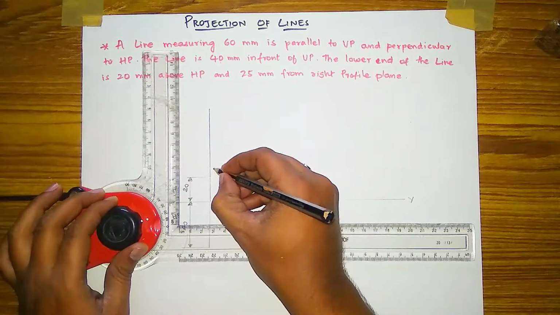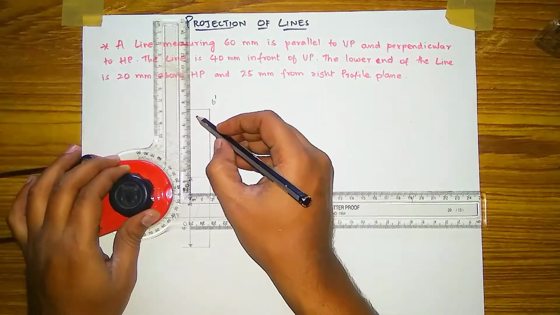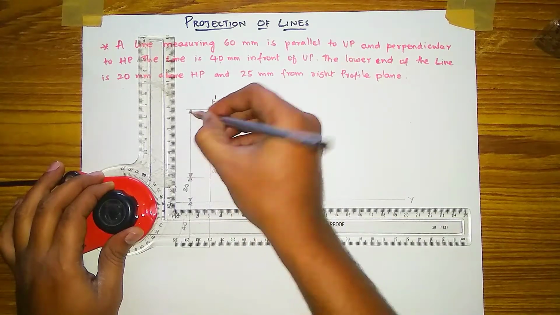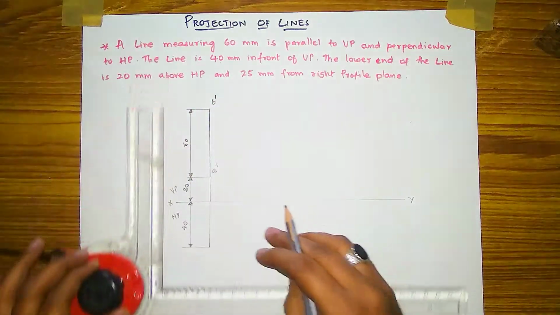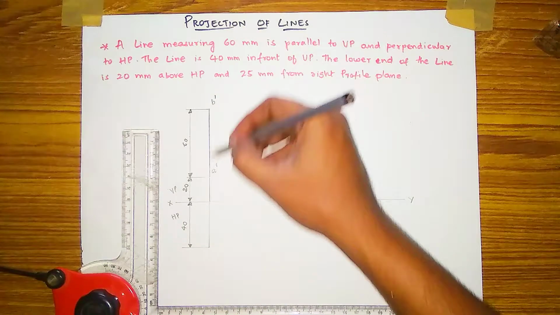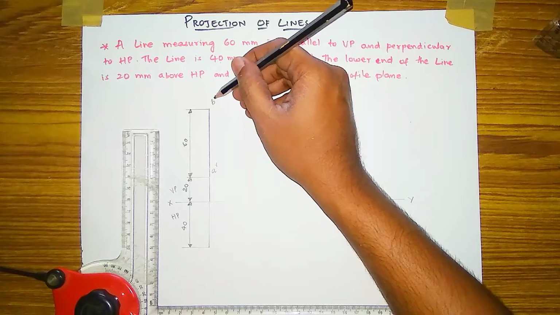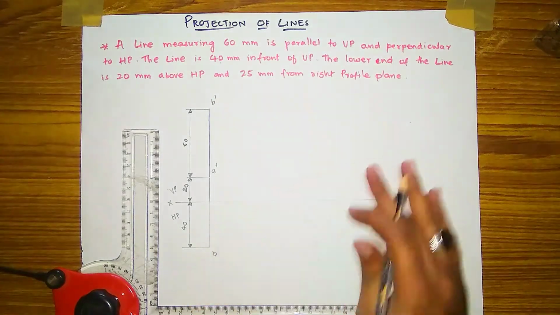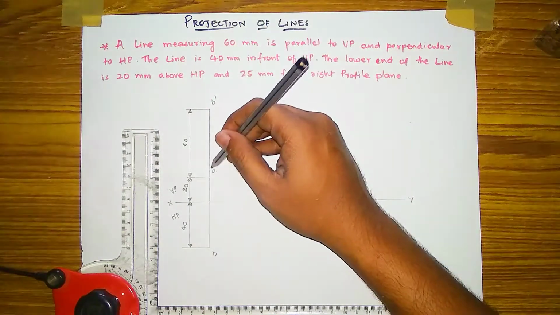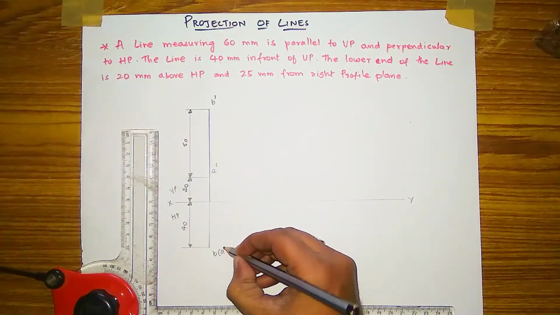Label it as A dash and B dash. Then also dimension it as 60 mm, like this. And here in the top view you are having a point. If you see this line from the top, B dash is visible, so you have to write it as B without bracket. And from the top, A dash is invisible, it is at the backside. For invisibility you have to write it in bracket.